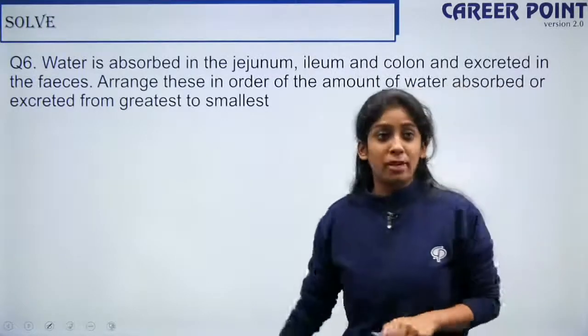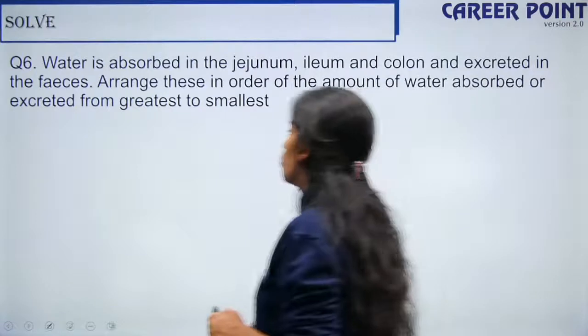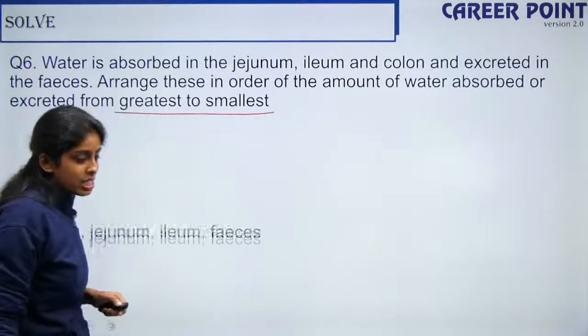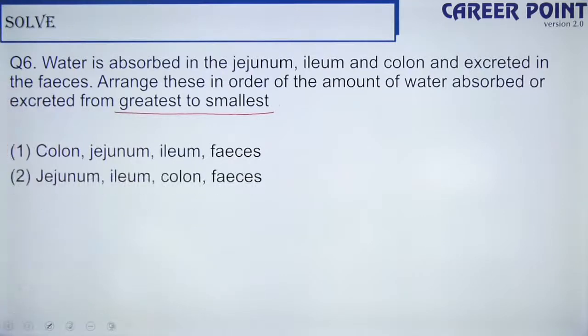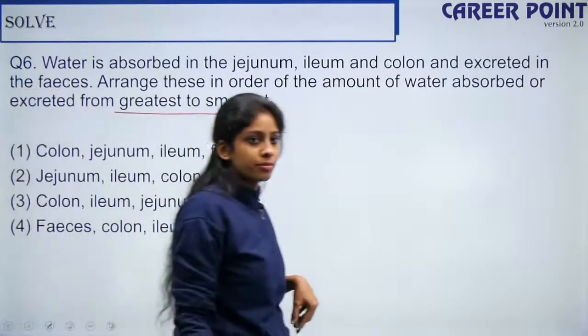The question seems pretty big, so let's go through it. Water is absorbed in the jejunum, ileum and colon and excreted in the feces. Arrange these in order of the amount of water absorbed or excreted, from the greatest to the smallest. Which can absorb water to the maximum, then to the least? Which would be the right answer?